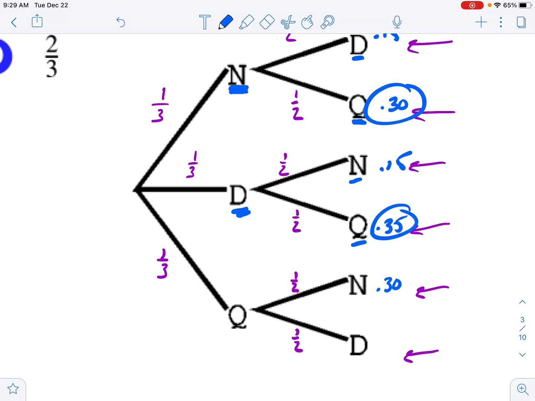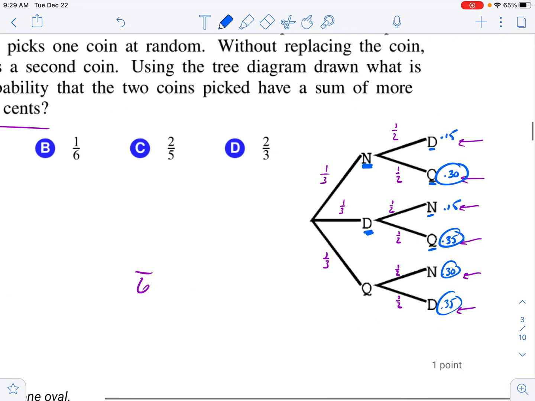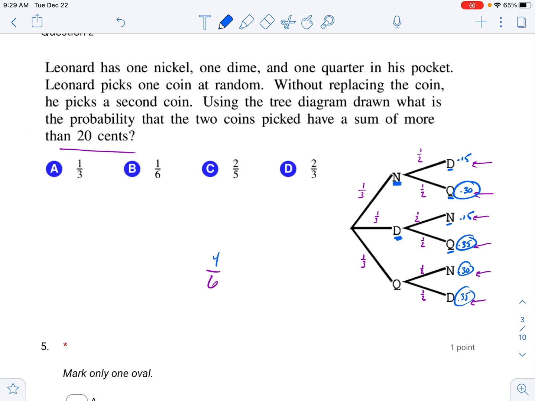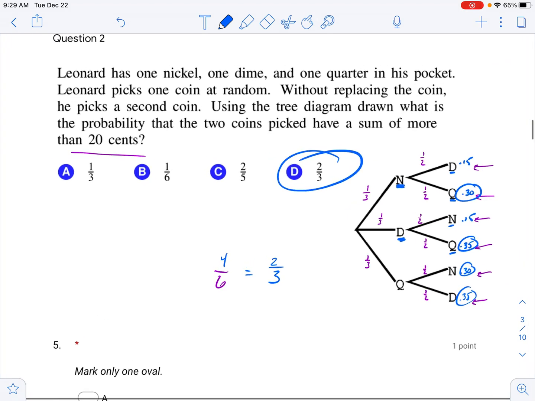But here we have, what, 30 cents with a quarter and a nickel, 35 cents with a quarter and a dime. So it looks like out of those 6, 4 of them are going to yield a sum of more than 20 cents. And if we simplify that, we get a fraction of 2/3 back. Choice D.